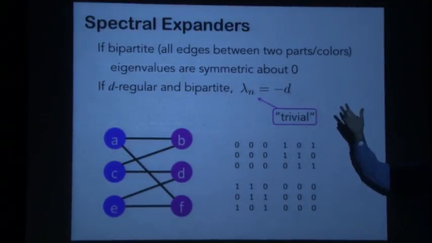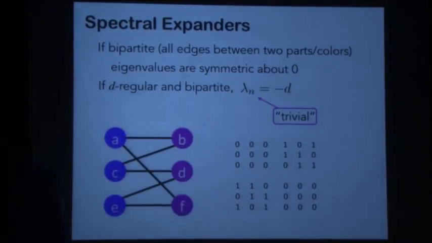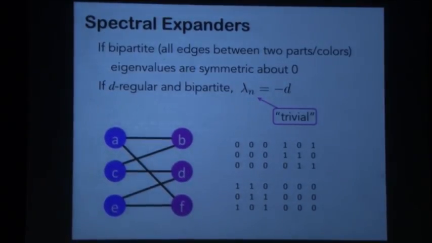And that will just be a consequence of being d-regular and bipartite. So we'll also think of that as a trivial eigenvalue. It's not telling us that much, but we need it there. Okay, now I can give you the spectral definition of expanders.